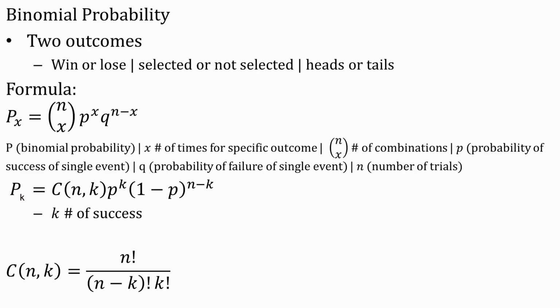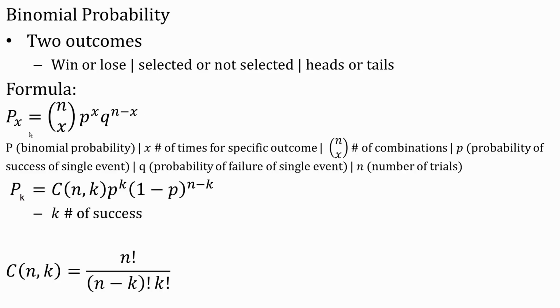In this video, we will go over binomial probability. With binomial probability, we have two outcomes: win or lose, selected or not selected, heads or tails, or success and failure. And this right here is the formula, and we will go over two concrete problems.